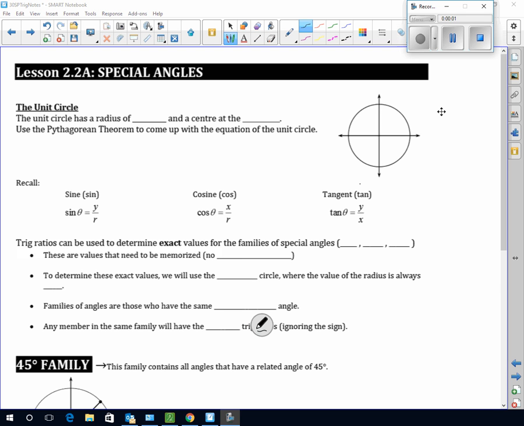What sine of, say, 60 degrees is, I knew what it was, and you're going to know what it is after today without a calculator. So it's pretty exciting.